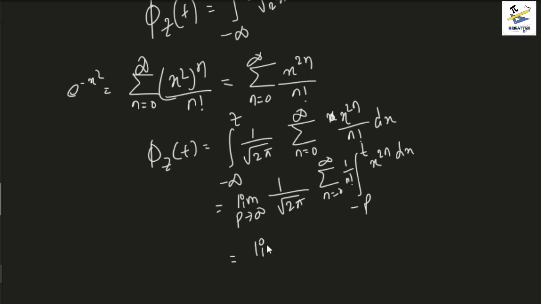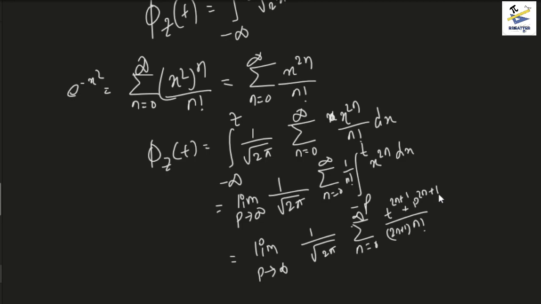And this gives you the limit as p tends to infinity of 1 by root over 2 pi, the summation of n equals 0 to infinity, and this thing becomes basically t to the power 2n plus 1 minus (minus p) whole to the power 2n plus 1. But minus 1 whole to the power 2n plus 1 is again minus, so it is basically plus p to the power 2n plus 1. So this is basically the sum we are trying to evaluate.